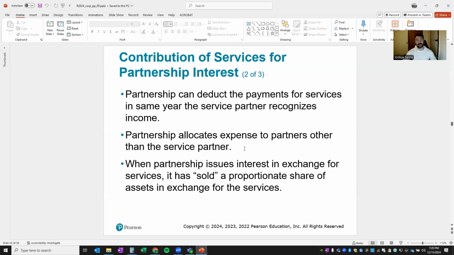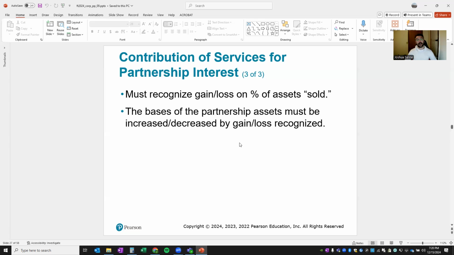They're now a partner in this partnership. And it was just two, now it's three. We have to recognize that, right? They would also get a share of that asset. Must recognize gain or loss on the percent of assets sold. The basis of the partnership assets must be increased or decreased by the gain or loss recognized.